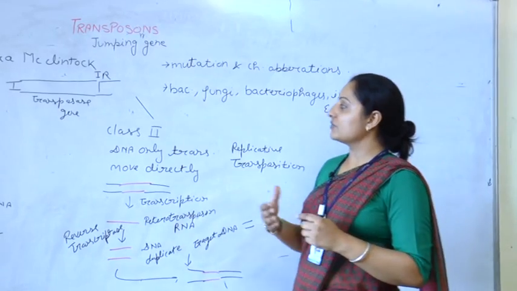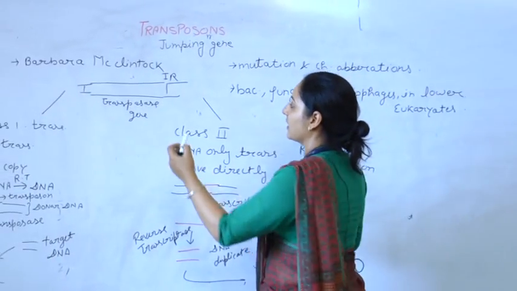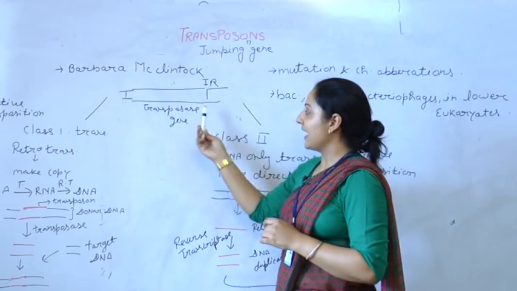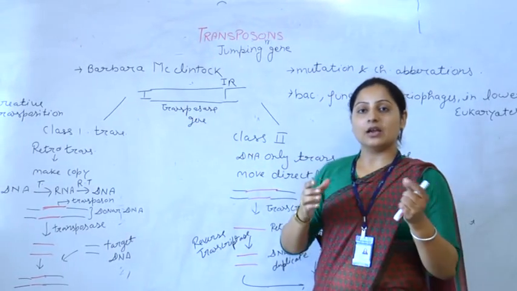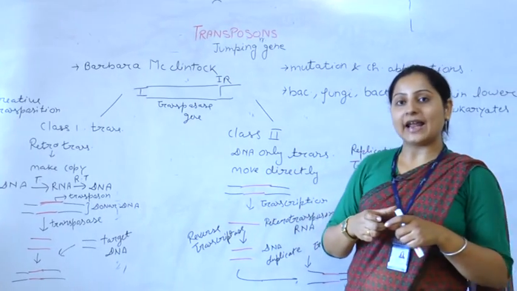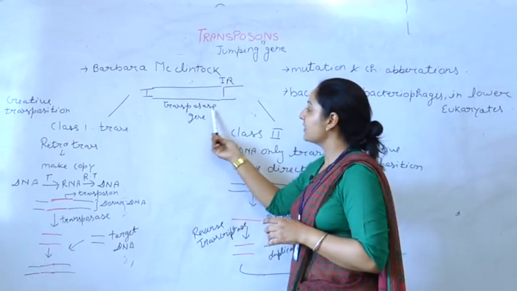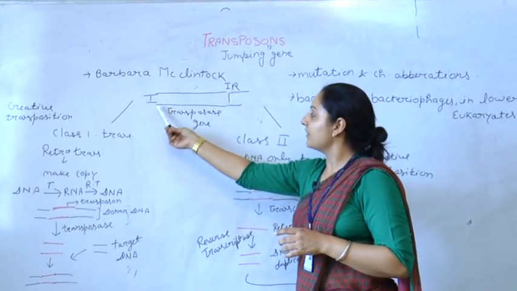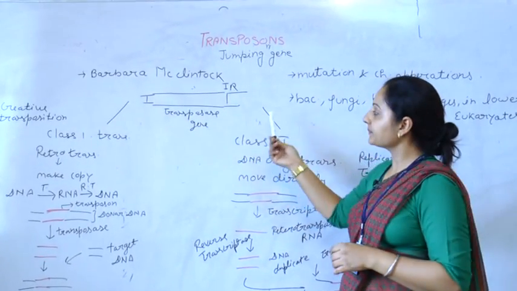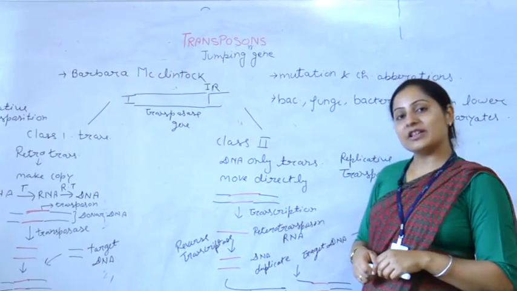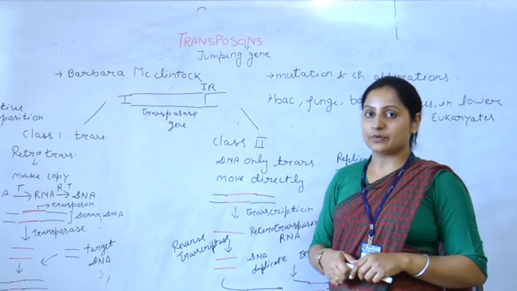So basically this segment is a transposon. On both sides it is flanked by an inward sequence of nucleotides. These are called inverted repeats. So this is the transposase gene, and on both sides it is flanked by inverted repeats. Basically there are two kinds of transposons, class 1 transposons and class 2 transposons.